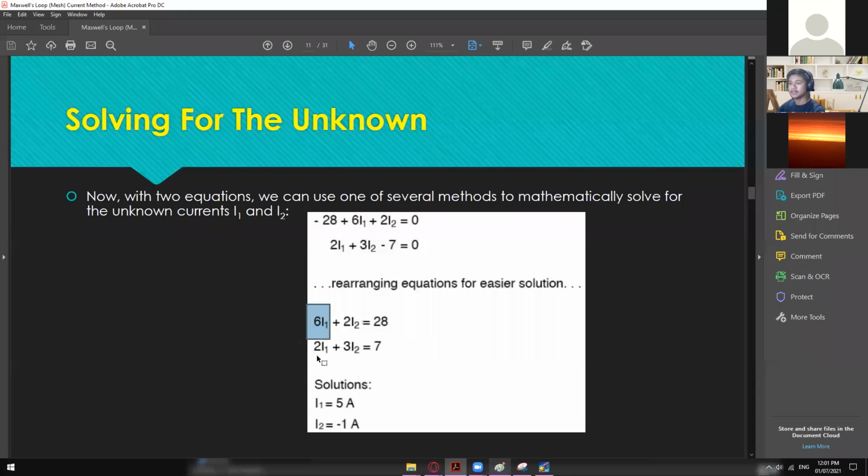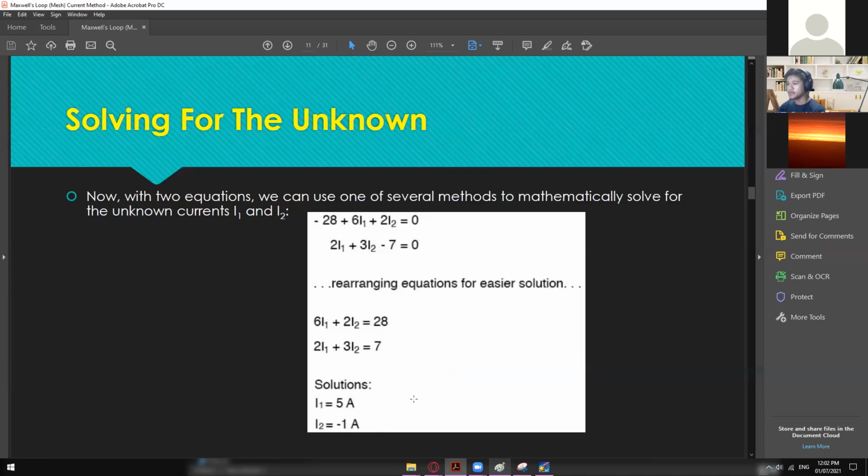Wherein I1 and I1 is aligned with each other in one column only, and then I2 and I2 is aligned with each other, wherein they are in one column. So the same with the third value, which is 28 and then 7. So again, your I1 will be your X, if you're going to use the calculator. And then I2 will be the Y, and the 28 and 7 will be the Z. So it's X, Y, and then Z. Then after that, you can use simultaneous equation, or you can use the calculator already. And then after that, you will get this one as your result. So X or I1 is 5, and then Y, or I2, is negative 1.